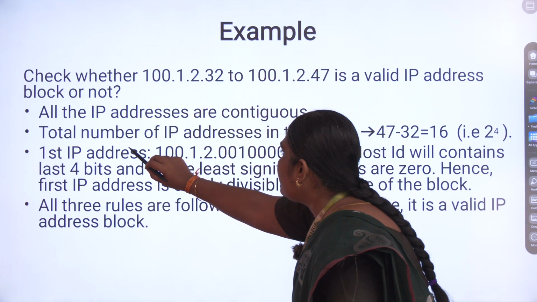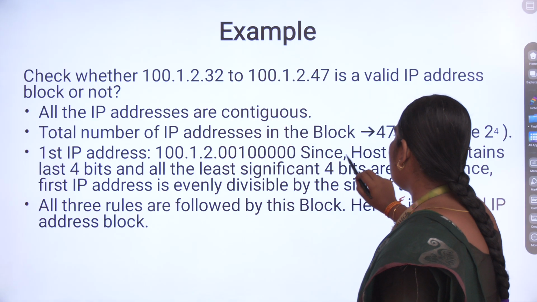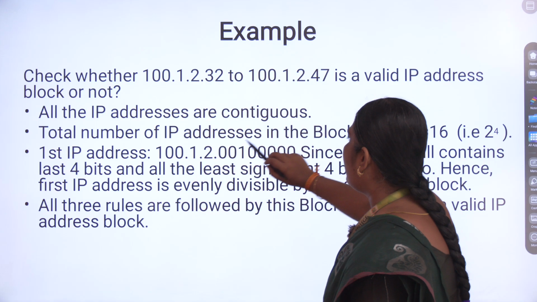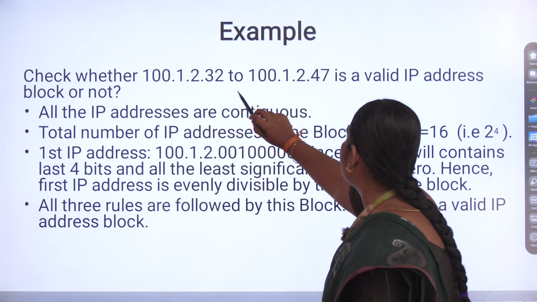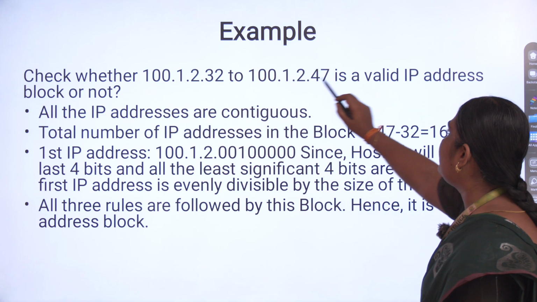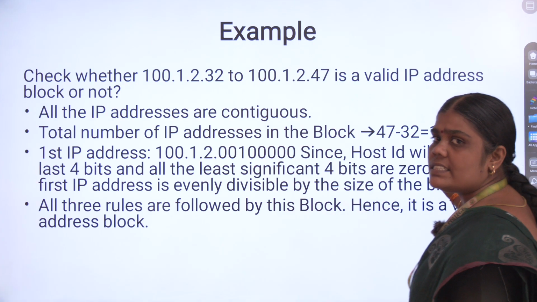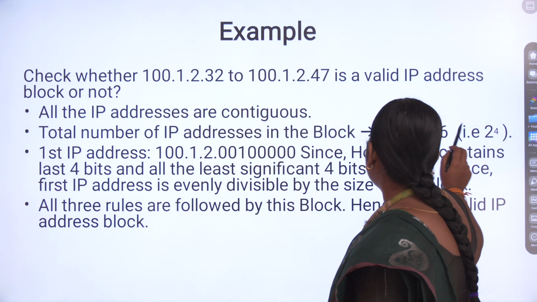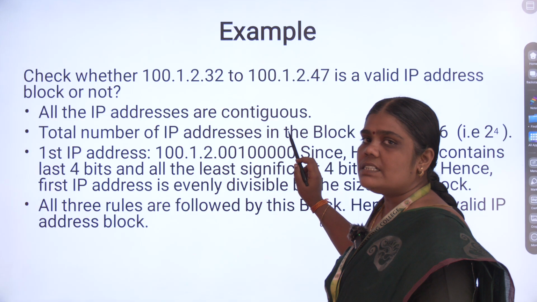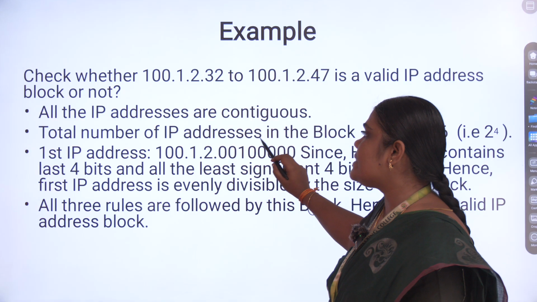Second condition, the total number of IP addresses in the block. The total number of IP addresses in the block is 47 minus 32, which is equal to 16. So 16 IP addresses are represented in this range. So this 16 can be denoted in power of 2. 2 power 4 is nothing but 16. So this condition is also satisfied.